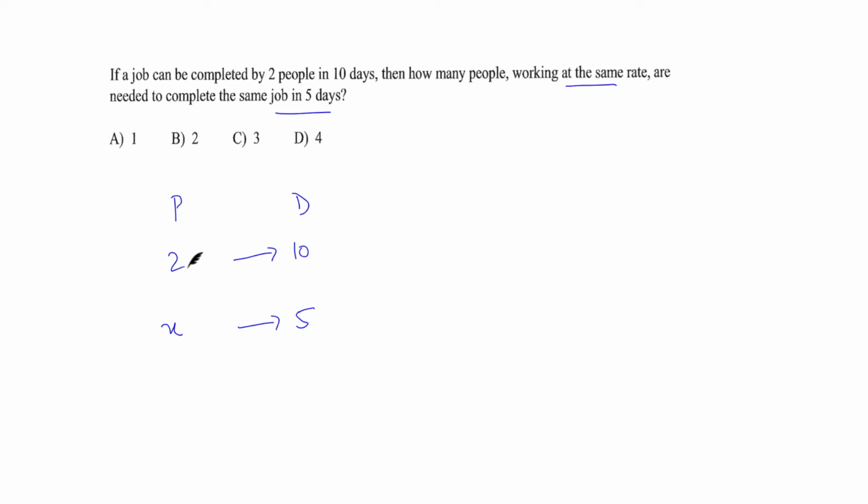What do we do? You multiply the numbers that are in the same line. So we have 2 into 10 equals 5 into X. See, easiest way. And the answer would be X equals 4. So how many people would it take? 4 people working at the same rate to complete the job in 5 days.